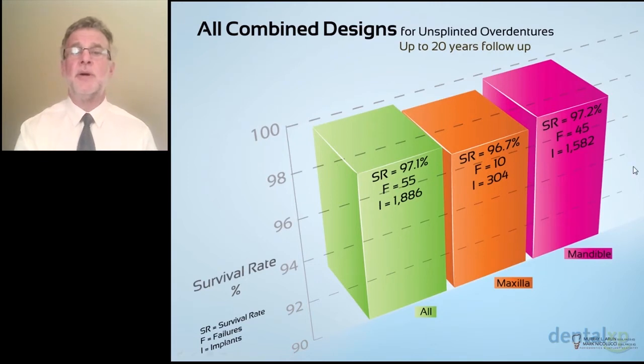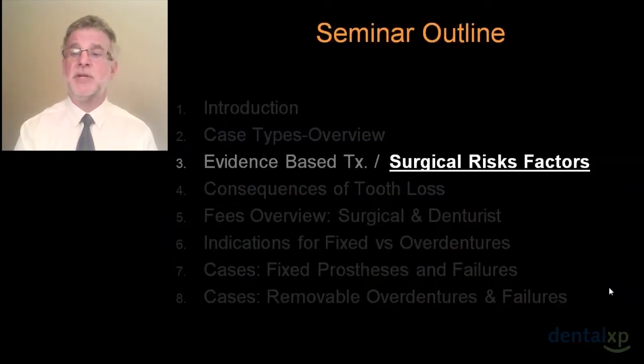Again, this is my own statistics, and you can see that with almost 2,000 implants utilized for unsplinted overdentures, and over 300 of those being in the maxilla, we do have a very respectable survival rate. So at least in my own practice, I've found that this is a good treatment: maxillary unsplinted overdentures. Tarnow and others have published case reports, but there's very little in the literature, and certainly nothing published with over 300 implants, so I should be publishing this.